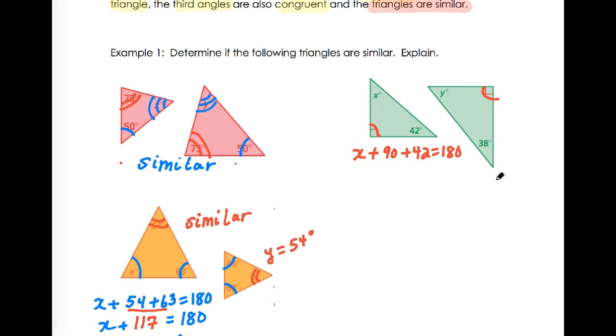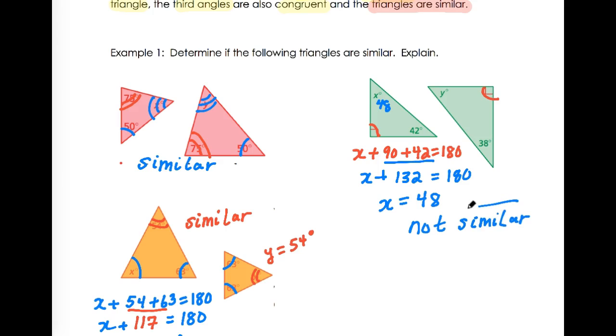Okay, so when I simplify, I add these two together, and I get 132 degrees, and that equals 180 degrees. And when I subtract 132 from both sides, I get x is equal to 48. And so unlike the last example, this one's 48. Okay, we have 90, we have 42, we have 48. So this angle doesn't match, this angle doesn't match. Okay, these two triangles are not similar because they do not have two pairs of congruent angles. They only have one pair, just the 90 degrees, so it's not similar.